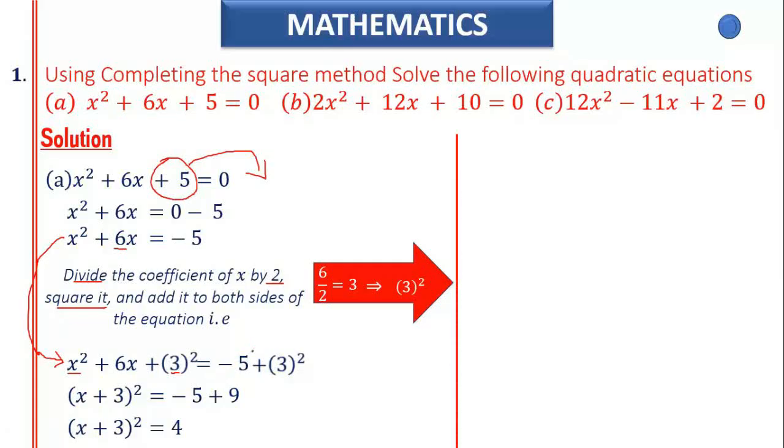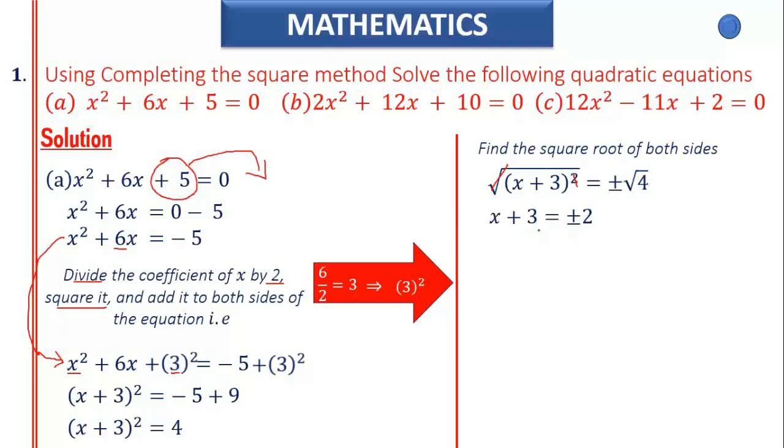Solving this further, you find the square root of both sides of the equation, and we have plus or minus. The square cancels the square root, so you have x plus 3 equals the square root of 4, which is 2, so plus or minus 2. At this point you can bring the 3 to the other side, and the positive changes to negative. So x equals plus or minus 2 minus 3.